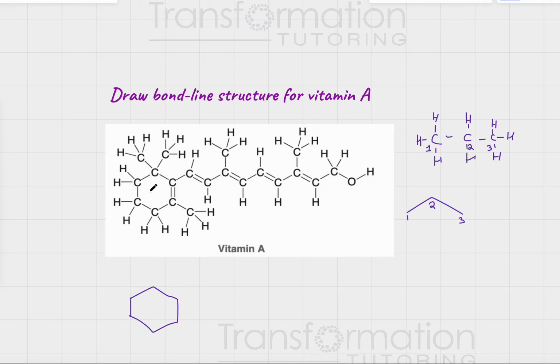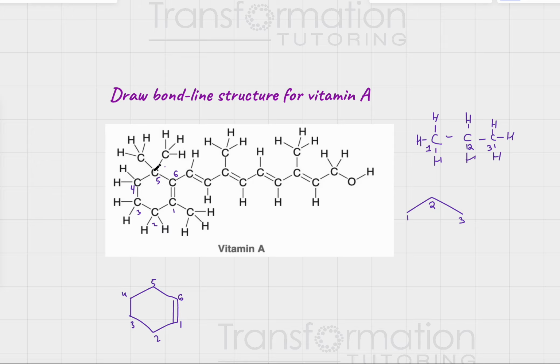And if you want, it may be useful to number carbons. So for example, let's say I number 1, 2, 3, 4, 5, and 6. And I will do the same thing: 1, 2, 3, 4, 5, and 6. I see that I have a double bond between 6 and 1, so I'm going to show a double bond.